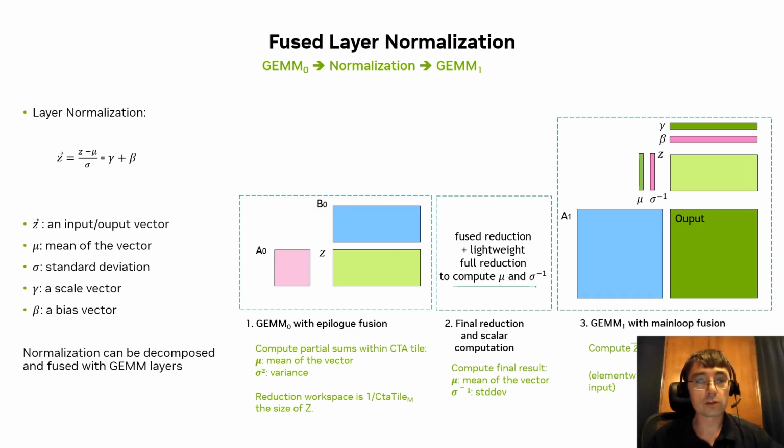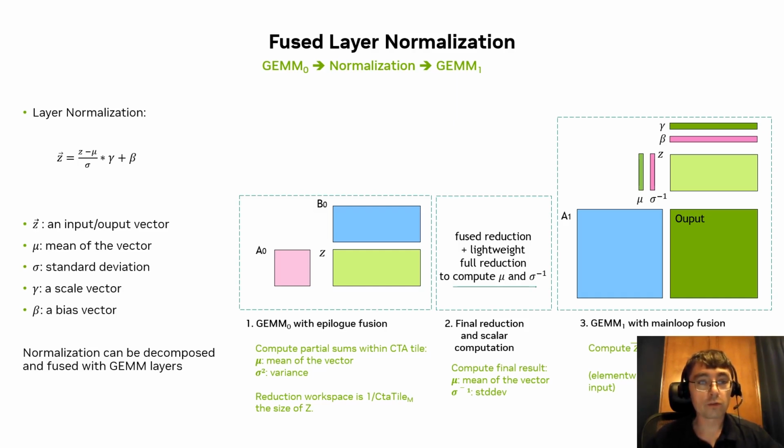We can decompose the normalization computation into a partial reduction step, a final reduction step, and an element-wise step. The partial reduction can be fused into the epilogue of the previous GEMM. This computes the sum and sum of squares of the elements output by the GEMM and stores the result in a vector. This vector is relatively small compared to the overall size of the output matrix Z.